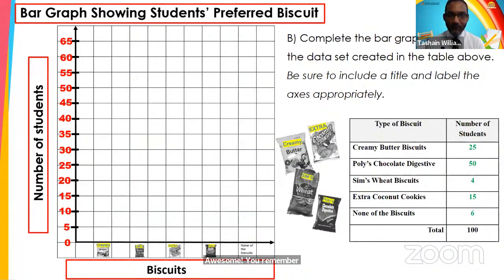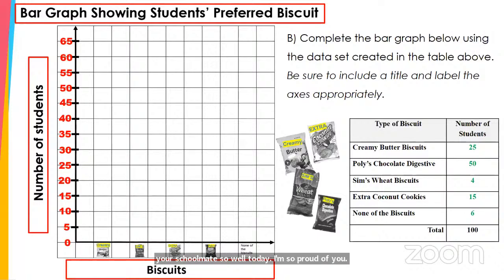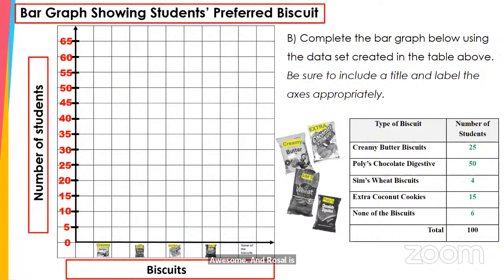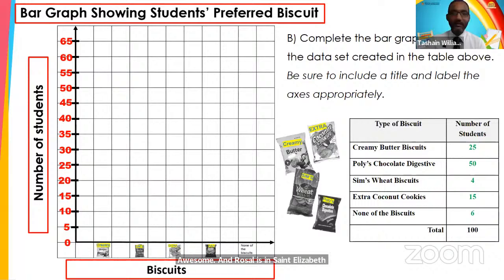I'm so proud of you. Which school are you coming from today? Rose Hall Primary and Infant School. Awesome. And Rose Hall is in St. Elizabeth? Yes, sir. Awesome. I'm sure your principal is so proud of you and your teachers. So proud of you. All right. You may just mute at this time. I'm looking forward to hearing from you again. Okay?